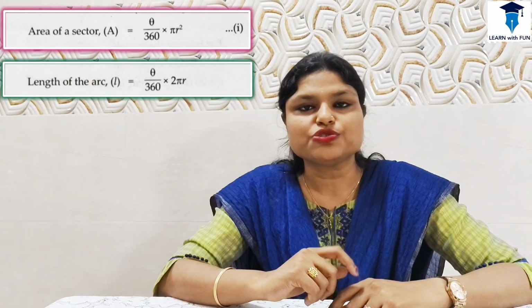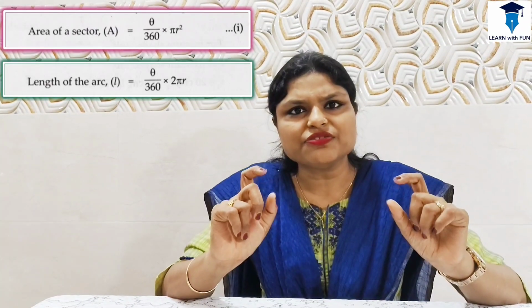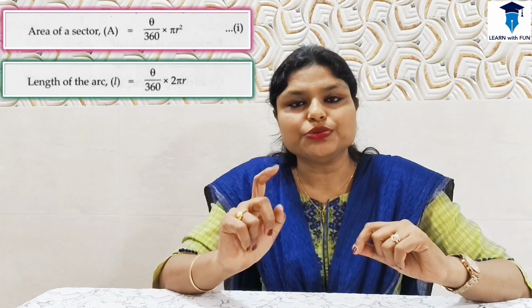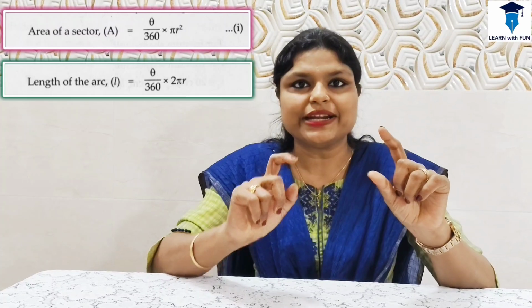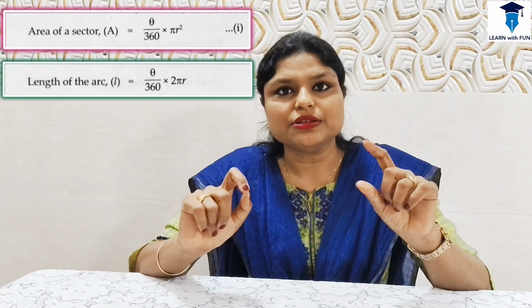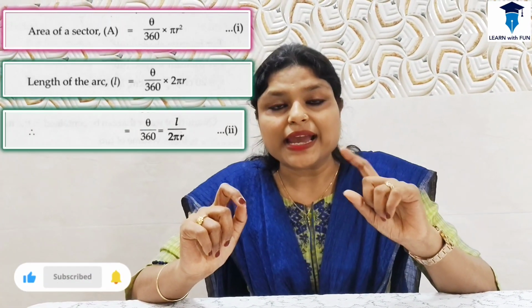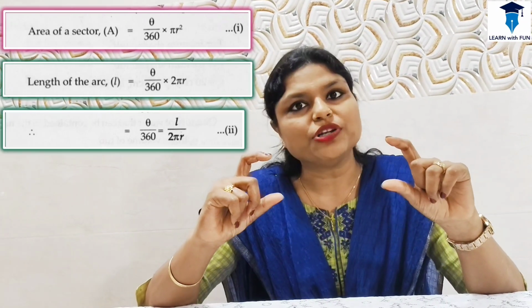Students, as you can observe here, area of a sector is equal to theta upon 360 into pi r square, and length of the arc is equal to theta upon 360 into 2 pi r. Now let us focus on this second formula, that is length of the arc of a circle, L is equal to theta upon 360 into 2 pi r. If I just want theta upon 360 on one side, 2 pi r will shift below L. So from this we will get a new set, that is theta upon 360 is equal to L upon 2 pi r.